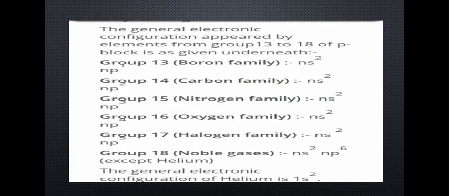Now the electronic configuration of group number 13 elements. The general configuration is ns2np1, for 14 ns2np2, for 15 ns2np3, for group number 16 ns2np4, for group number 17 ns2np5, for group number 18 ns2np6.